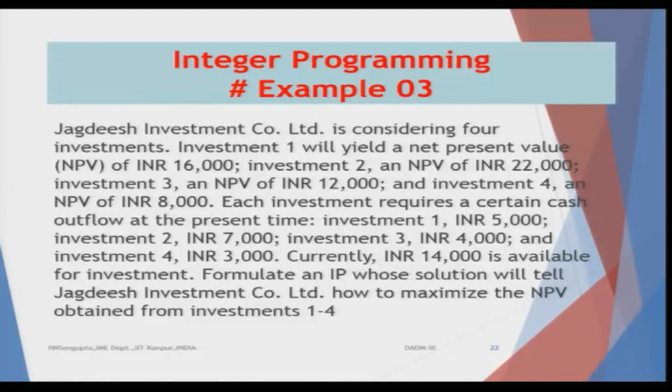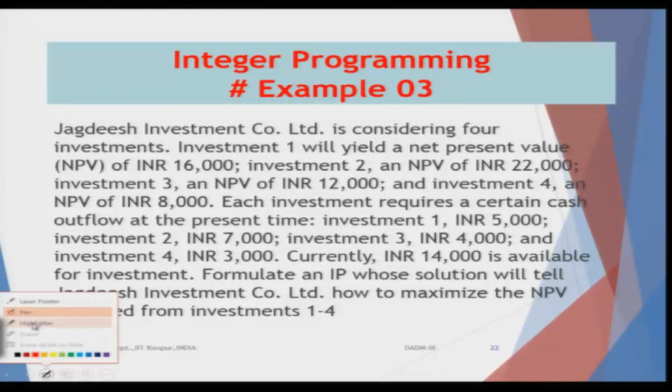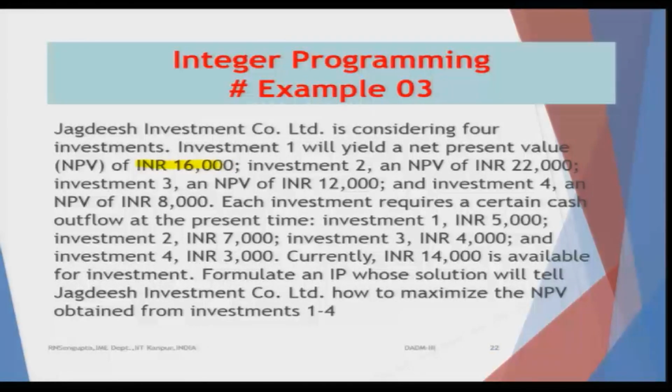So, here I will use two different colors. The first one is the net present value. So, I will use the yellow color. Now, the total amount of investments, I will use the green, light green color.